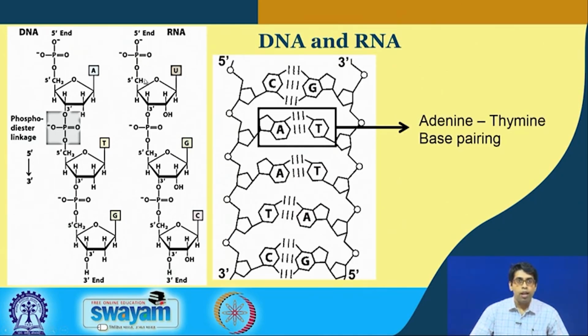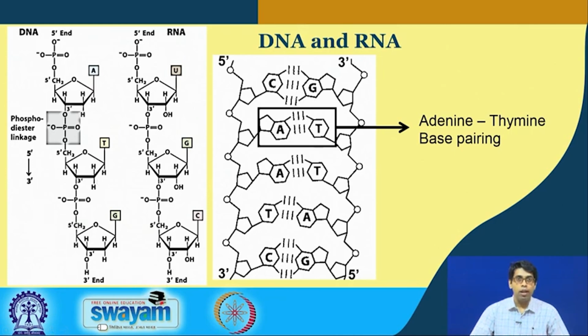So, I was referring to another point: apart from this 2 prime position, the nitrogenous bases are also different. A, G and C are exactly the same in both DNA and RNA, but only the T is different. Instead of thymine we have uracil in case of RNA. So, that is one of the bases that is different, and this 2 prime position has an OH in case of RNA and H in case of DNA.